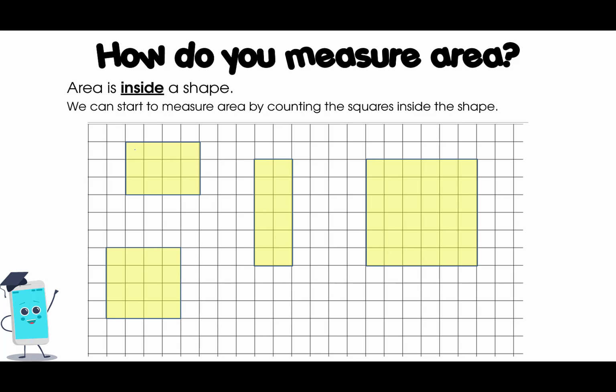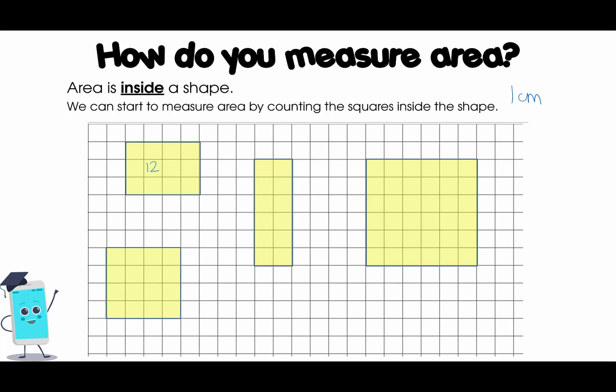So we have 1, 2, 3, 4, 5, 6, 7, 8, 9, 10, 11, 12. Now it might help you to tally or tick as you go. I'm not going to do that. I'm just going to write 12. Now, if we were to say that these squares are all 1 centimetre, then we've got 12 squares, which are all centimetre squares.